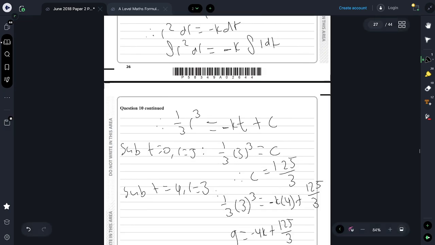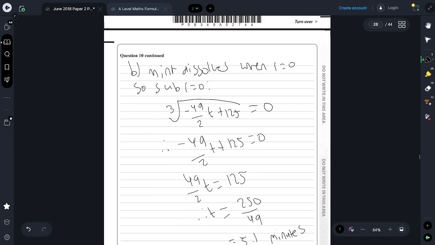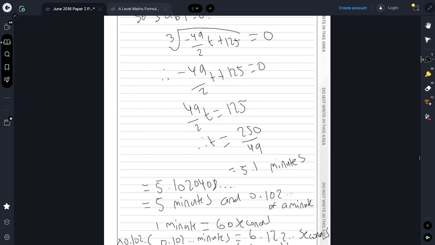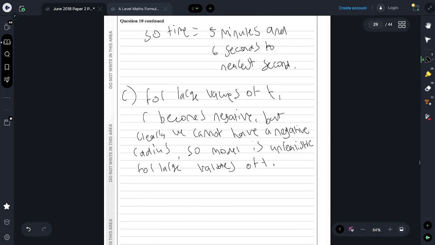But yeah, the model indicates the radius of the mint is negative after it dissolves. That's basically what it's saying. So the radius is negative once it dissolves, so when t is large. The model does not consider the temperature in the mouth. Right, yes, I guess you think about chemistry or biology. A higher temperature makes certain reactions quicker, right? So it breaks down much quicker.